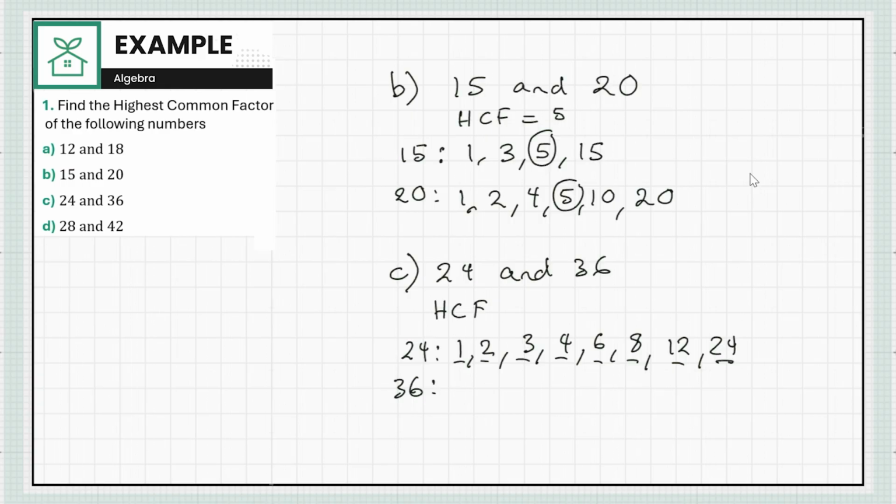Okay, the factors for 36 are going to be 1, 2, 3, 4, 6, 9, 12, 18, and 36. Now, what value is the highest these two have in common? Well, it's going to be 12. So the HCF is equal to 12.